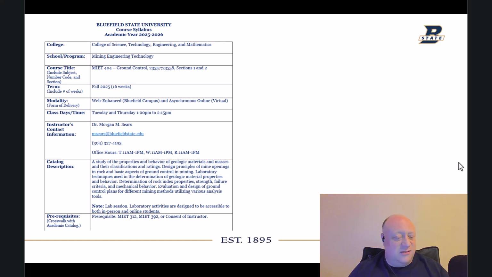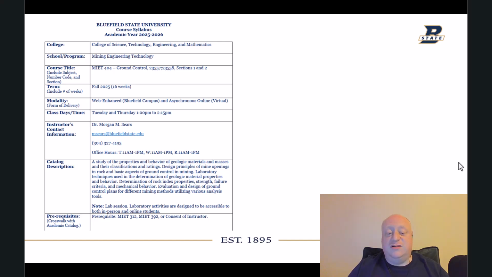And so the catalog description from the course catalog of this course: this is a study of the properties and behavior of geologic material and masses and their classifications and ratings. We'll be talking about design principles of mine openings in rocks, and basic aspects of ground control and mining. We'll also have some laboratories with this course, and those techniques will be used in determining geologic material properties and behavior.